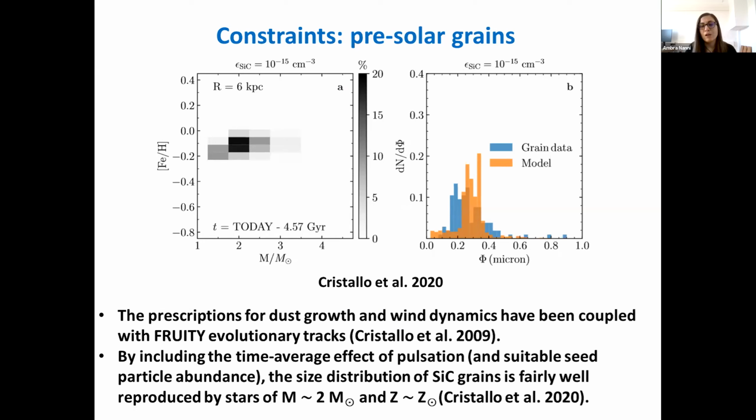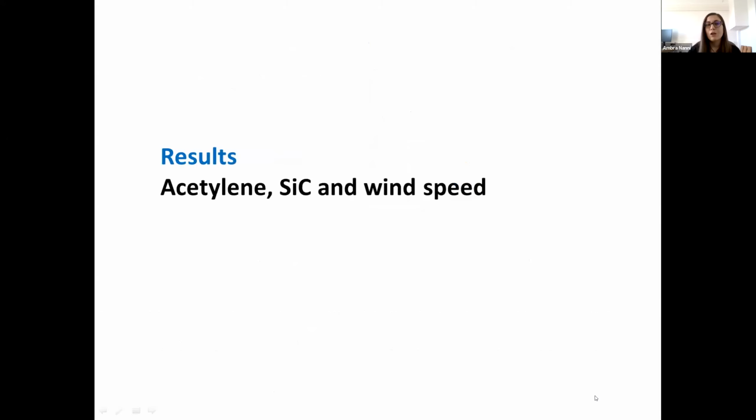So we fairly well reproduce this size distribution by employing this updated model coupled with the FRUITY evolutionary tracks. This grain size distribution is reproduced by stars of masses around 2 solar masses and solar metallicity, and you can find all the details in this work by Sergio Cristallo. Now I will go to the results connected to the acetylene, silicon carbide, and wind speed.